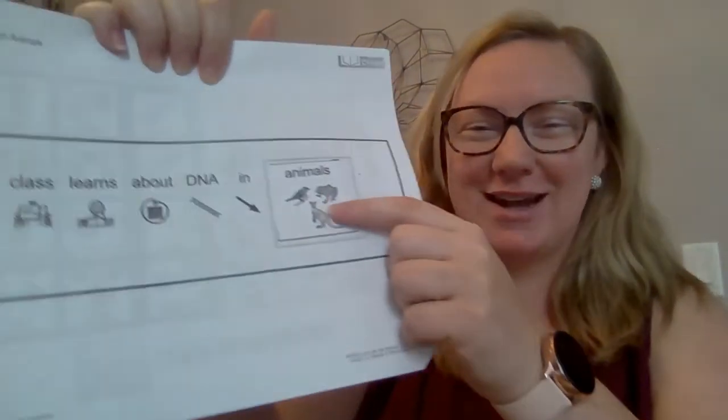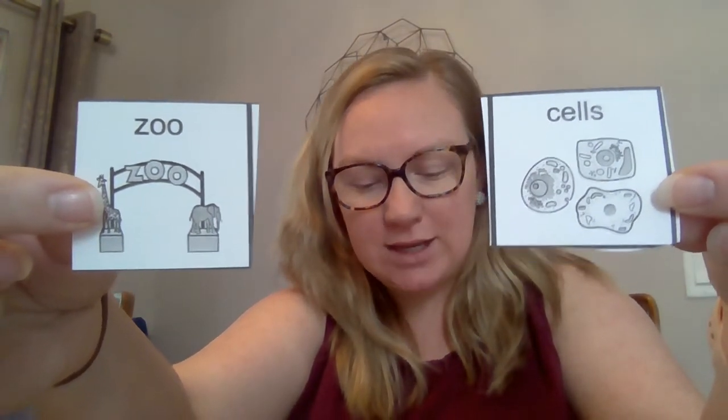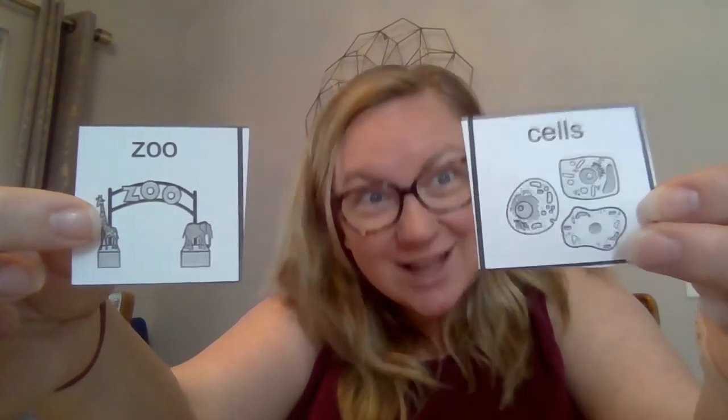I am so sorry. Okay, number 1, the class learns about DNA in animals. All right. Question number 2, each animal has its own what? Has its own zoo? That'd be a very lucky animal. Or each animal has its own cells. Yeah, each animal has its own cells. All of our cells are different, and that's how we are individuals. Just like animals. Each animal has its own cells.